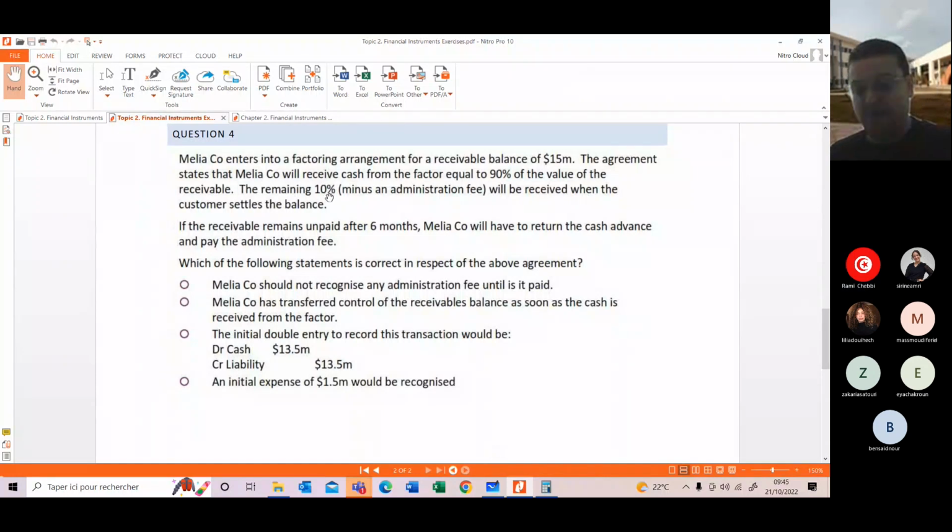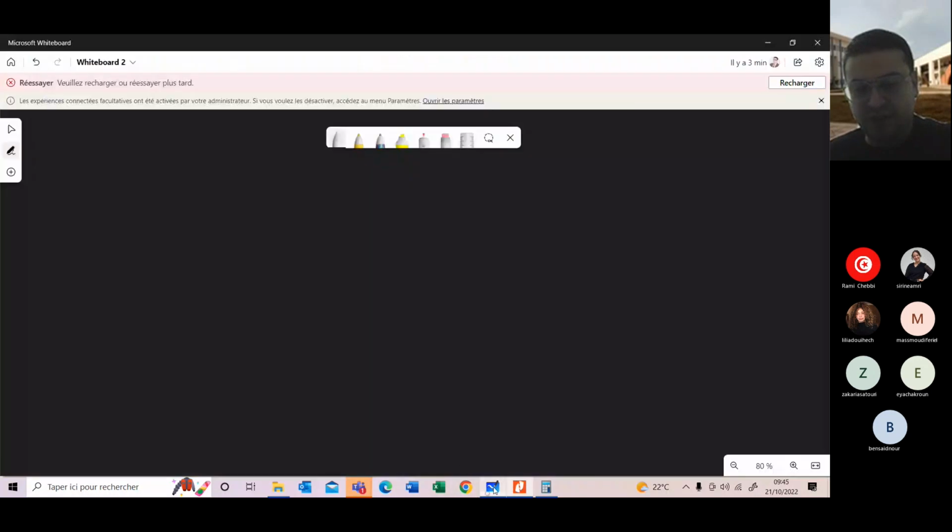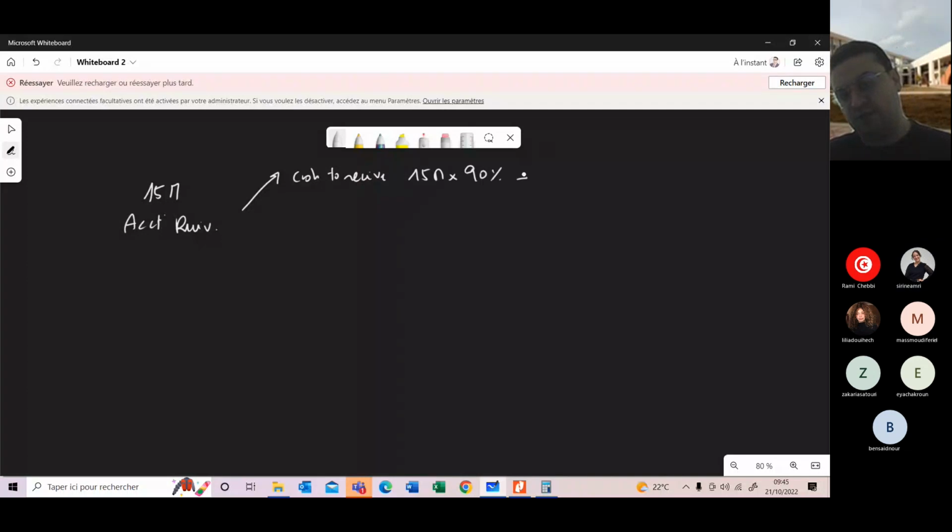Okay, so let's take everything. How much is the account receivable here? 15 million, right? This is the balance of accounts receivable. How much do we get immediately from the factor? The cash. 13.5 million. Yes, it's going to be 90%. 15 million times 90% is 13.5 million. Excellent. And what about the remaining 10%?